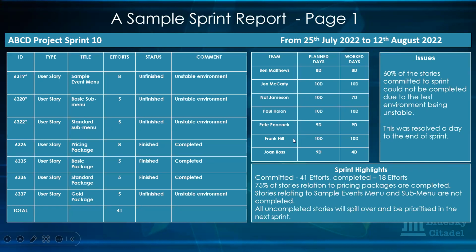and then you can see the list of all the sprint backlog items. That's the ID, that's the type of work item it is. They are all user stories. If there are bugs there, we're able to put the bugs there. And then that's the title. And your title shouldn't be too long. Everything is just, like I said, simple and short. So for this one, it is saying sample event menu, basic sub menu, standard sub menu.